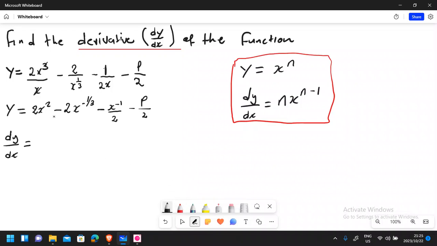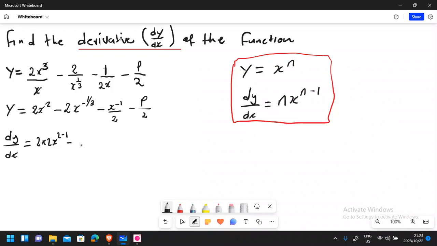Now here we're going to multiply. Remember, to write dy/dx, you need to apply the formula. So here we're going to multiply by 2, so it's going to be 2 multiplied by 2x. Now we have 2 minus 1, right? Remember, n minus 1.